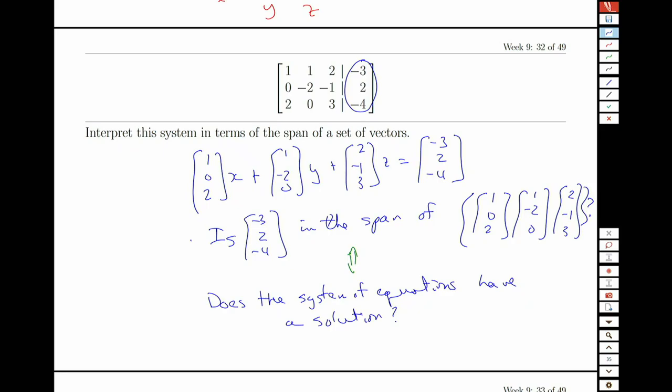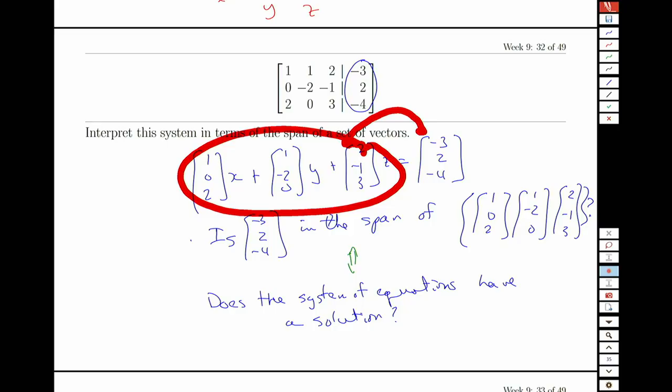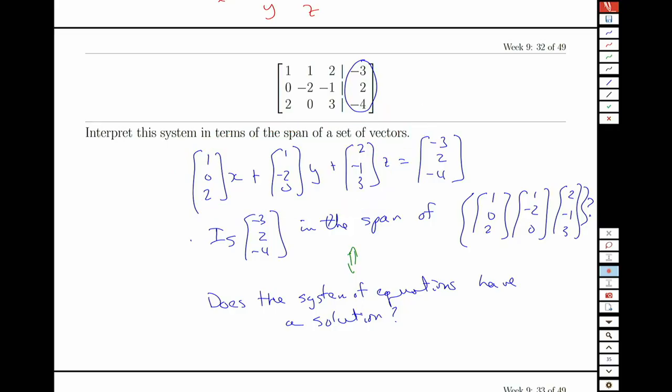Because, knowing what we know now about span, span is the vectors I can build by taking linear combinations of those three building blocks. And we're asking, out of all the linear combinations I can make, can I make that negative 3, 2, negative 4 vector? If the answer is yes, then there's a solution. I can find an x, y, and z that make this whole thing work, and that's the same as going back to our original equations, finding an x, y, z that is a solution to our system of equations.